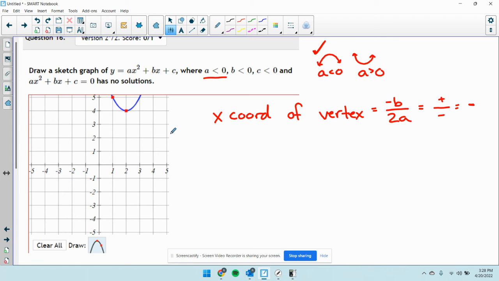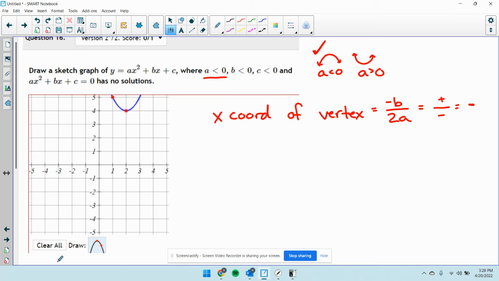All right, since b and a are both less than 0, when I plug them into this equation, those negatives kind of cross each other out, and I'm left with just a negative result because of this remaining negative. So it's somewhere to the left of the origin. And then c tells us the y-intercept. So c is less than 0. So it's opening down somewhere to the left of the origin.